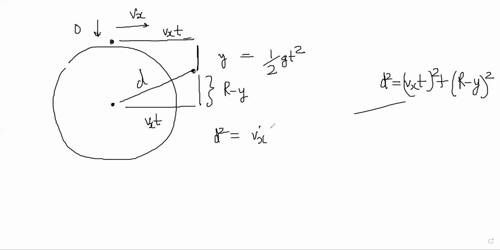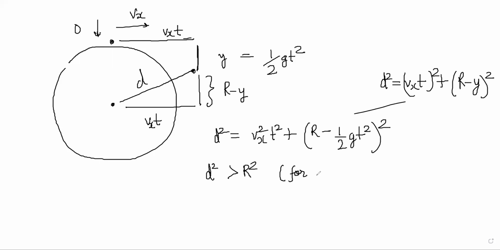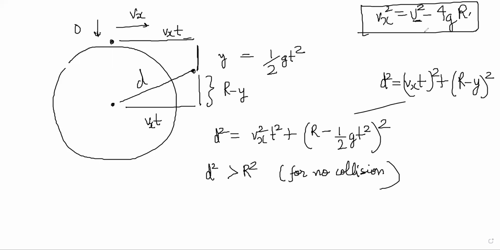d square is equal to vx square t square plus r minus y, which is half gt square, whole square, right? So this distance, this d square, must be greater than r square for no collision to happen, right? Great. And we already know that vx square is equal to v square minus 4gr, right? V square was the initial speed and this was the condition on the vx square, right? So simplifying this a little bit, let's write the inequality: vx square t square plus r square plus 1 by 4 g square t power 4 minus 2 into r into half r g t square is greater than r square.